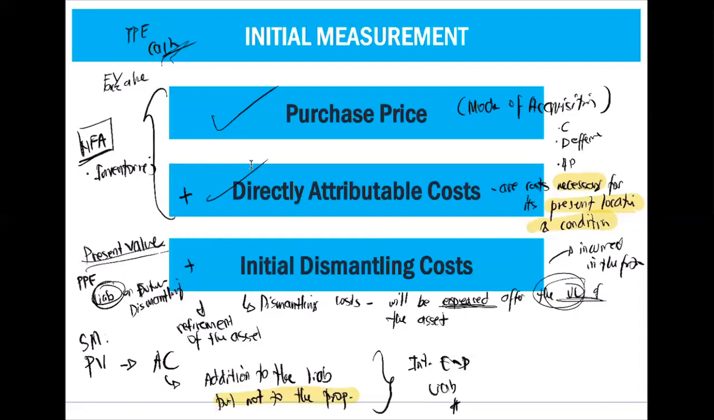So what are the items for the measurement of our property? First, purchase price, but this depends on the mode of acquisition. And then we have your directly attributable cost, the cost necessary for the present location and condition of the asset. And then we have your dismantling cost, which should be measured at present value. Okay? So the purchase price we will discuss as we go through your modes of acquisition. Your directly attributable cost will be discussed as we go through your land, building, machinery. Okay? Clear na tayo sa initial dismantling cost ha. Tandaan yung tatlo: purchase price, directly attributable cost, and initial dismantling cost.